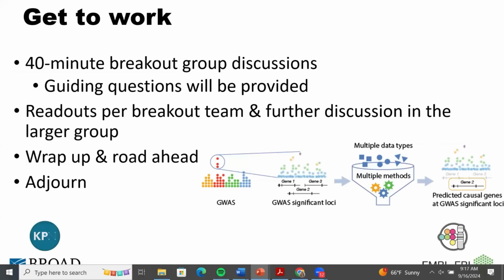We'll have breakout sessions for about 40 minutes, guided by questions that we'll provide you. We want readouts, so we want the leaders of the sessions and the note takers to really help us read out and discuss together. Each group will break out and come back together. We'll go through this tomorrow, obviously. And then this will help us develop a roadmap and really talk through some of the challenges.